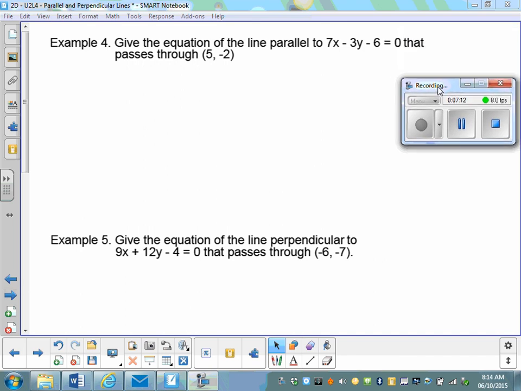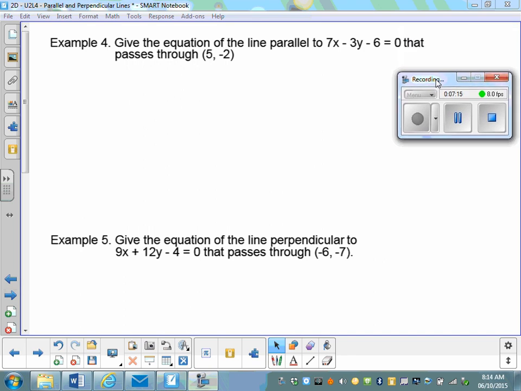So now taking a look at this one, give the equation of a line parallel to that line that passes through 5, negative 2. All right, so when we want to find the equation of a line, we need a slope and a point. We've got our point here. We don't have the slope.